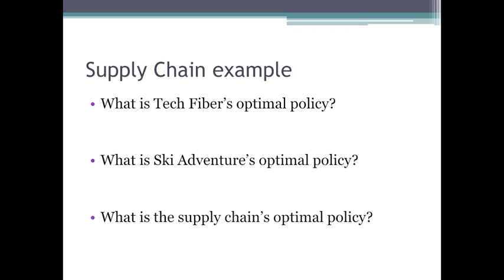So here's the question. First, what is Tech Fiber's optimal policy? Second, what's Ski Adventure's optimal policy? And third, what is the optimal policy for the entire supply chain?